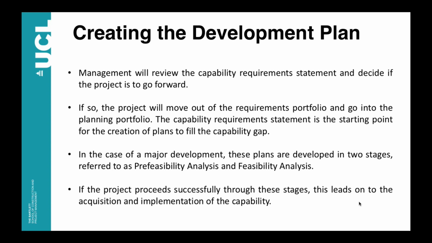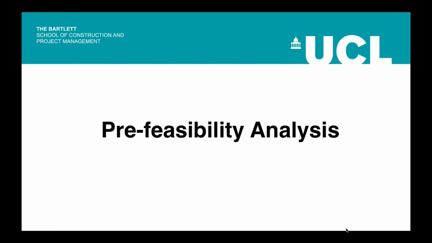In the case of major developments, these plans will be developed in two different and subsequent stages: the pre-feasibility analysis and the feasibility analysis. We will be talking about that later. If the project proceeds successfully through these stages, this leads to the acquisition or implementation of the capability that we needed for the implementation of the business strategy. As I said, for big developments, we need to go through two different stages. The first one is the pre-feasibility analysis.